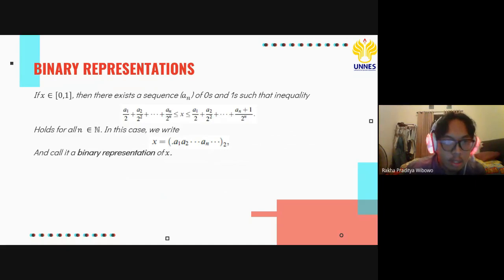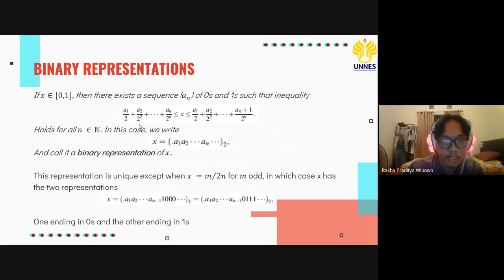To summarize, if x is an element of the closed interval 0 to 1, then there exists a sequence (an) of zeros and ones such that this inequality holds for all n in the natural numbers. In this case, we write x = 0.a1 a2 ... an ... and call it a binary representation of x.